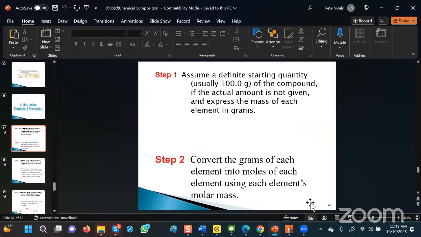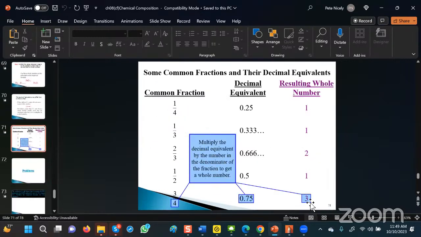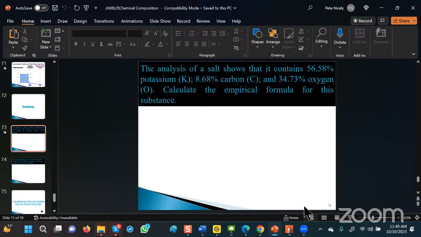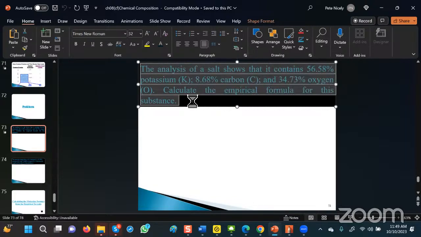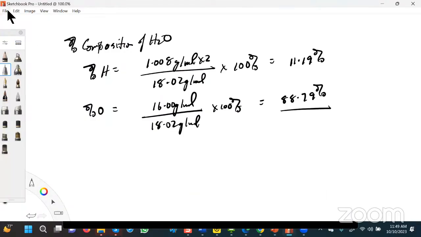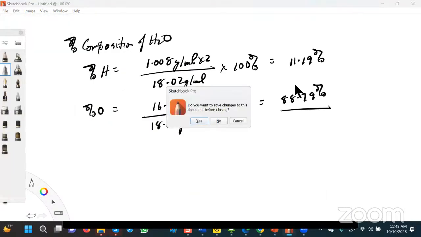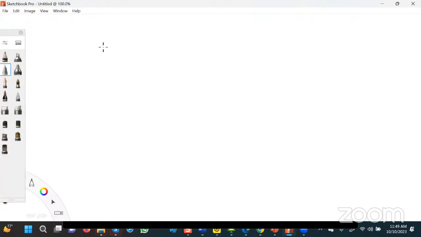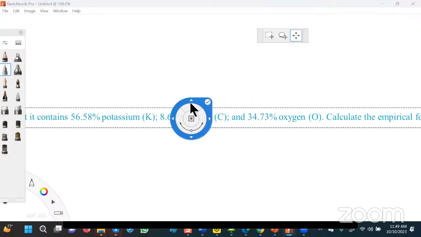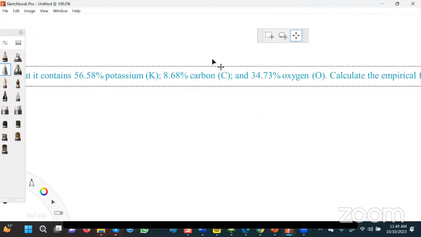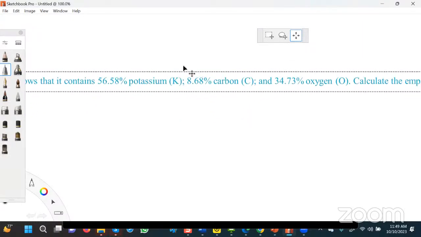Let me see. Okay, so let's look at this example here. In fact, let me copy and paste this onto my writing pad here. Okay, what is happening here? Why does it look like that?